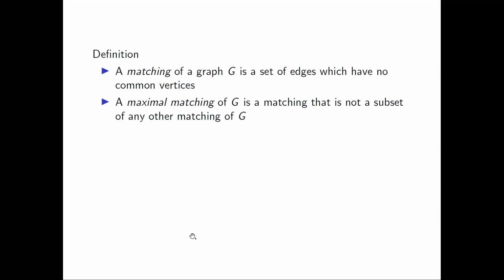So one kind of matching that we will look at today, and we'll see a really easy algorithm to find this kind of matching, is a maximal matching. A maximal matching is just a matching that is not a subset of any other matching of G. And there's a special kind of maximal matching, which we call a maximum matching. A maximum matching is just a matching of maximum size in G.